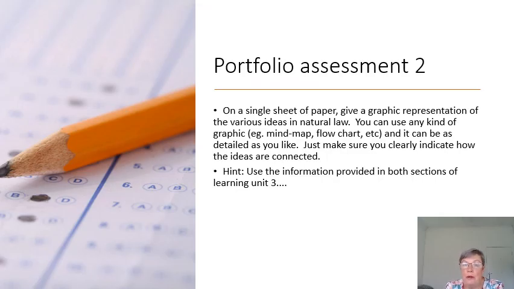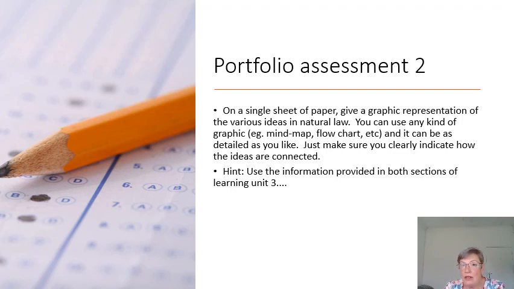Okay, then portfolio assessment 2 is a fun one, I think. And that is, you have to, on a single sheet of paper, give a graphic representation of the various ideas in natural law. You can use any kind of graphic. It can be a mind map, it can be a flow chart, it can be little pictures. It doesn't matter. And once again, if here you want to draw me a picture and paint and whatever, you're welcome. Just one thing, it needs to fit into one page, a single sheet of paper. It cannot be endlessly going on and on and on.